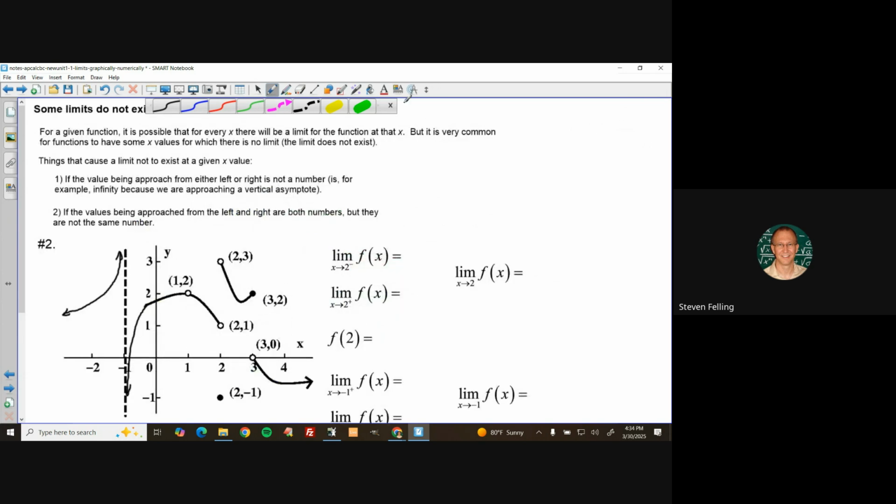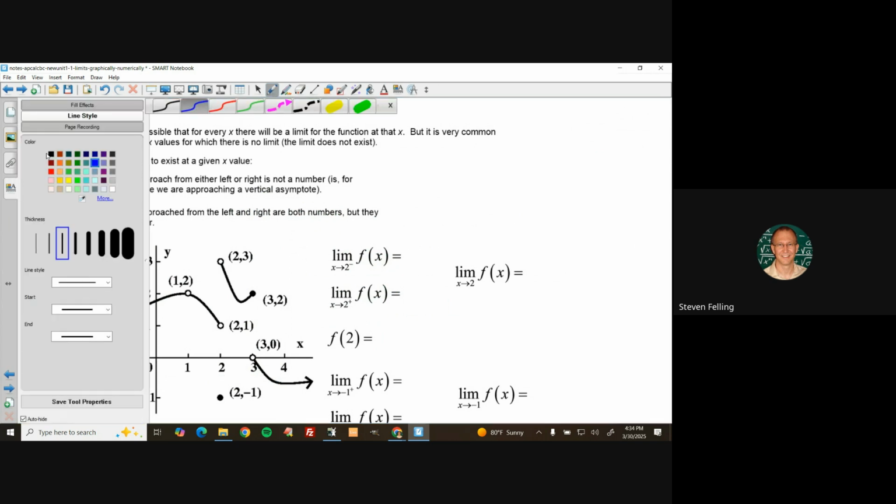Now, some limits don't exist. We don't mean to imply that there's a limit at every x, and limits can be different for different x's. So you can have a particular function, like this function, which is very complicated. For different portions of its domain, it would be defined by a piecewise function. So for some x's, the limit does exist, but for other x's, the limit doesn't exist.